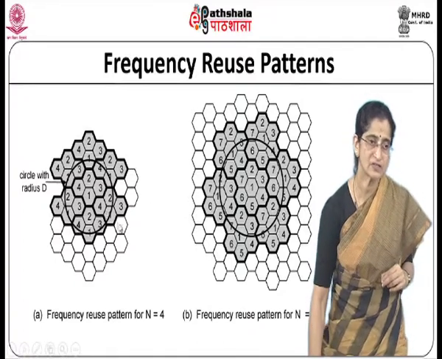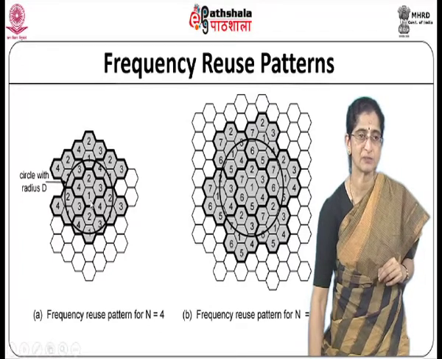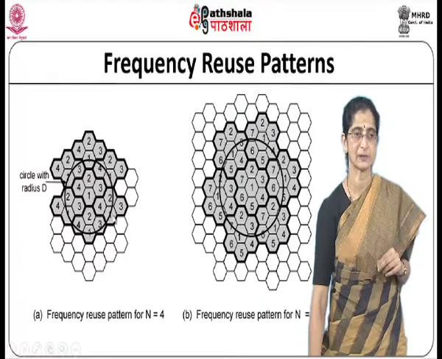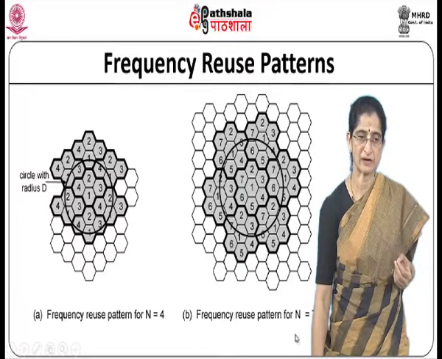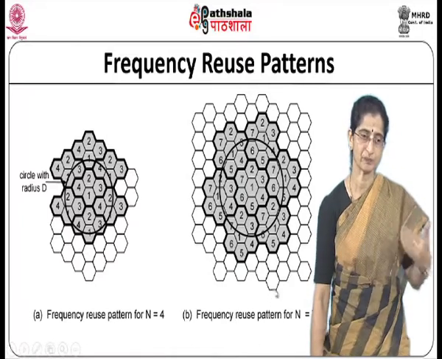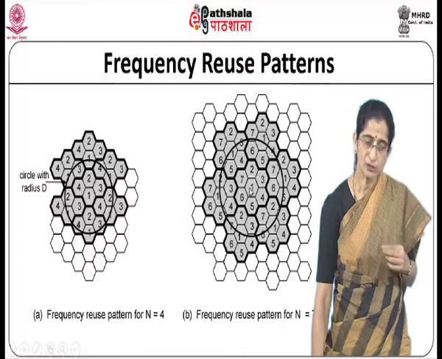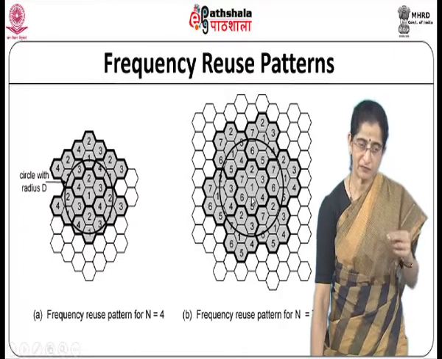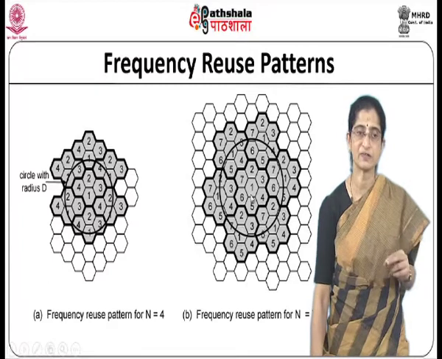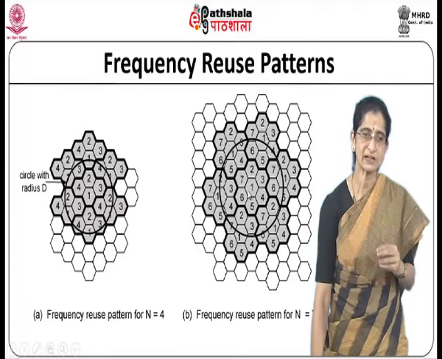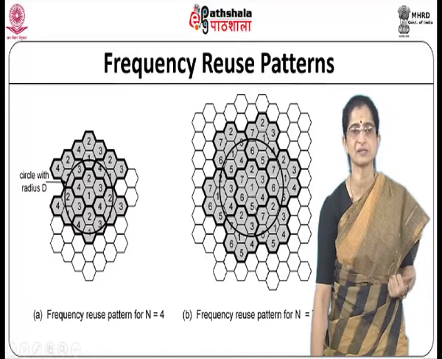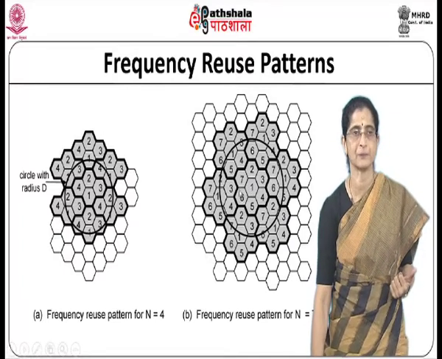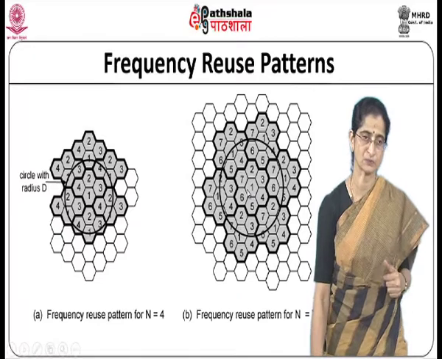Here you will see that it is just about a 2 cell distance from here to here. So, as we increase the reuse pattern, the n value, you will find that the distance between 2 different cells using the same set of frequencies increases. Which means that you have better separation of the frequency, so it becomes easier to build the transmitters in each of these cells. Okay, so this is one thing.